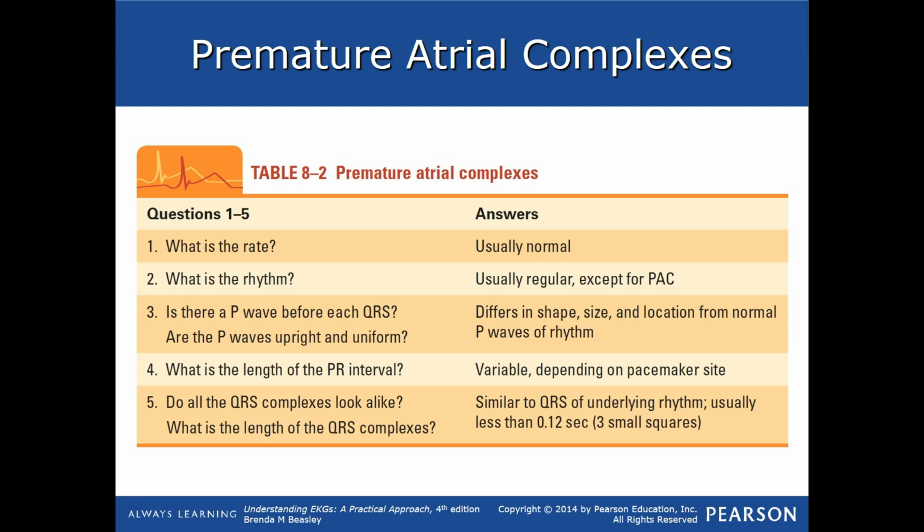So looking at the differences, our rules, these are things you've got to remember, that you need to memorize. Rate is usually going to be normal. Rhythm is going to be regular, except for this premature beat. And then the P wave differs in shape, size, and location from normal P waves. So think back to that wandering atrial pacemaker. It's kind of like that, where you had the differences of the P waves relating to the QRS for each and every one, or for 3 or more. This is going to be for one beat that's premature.